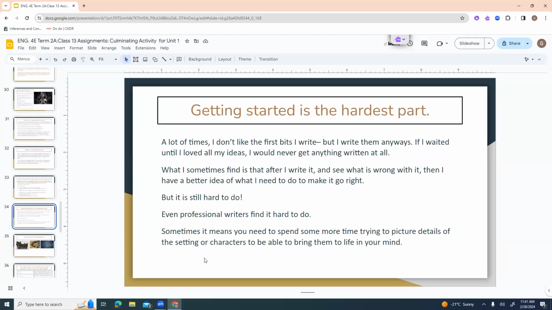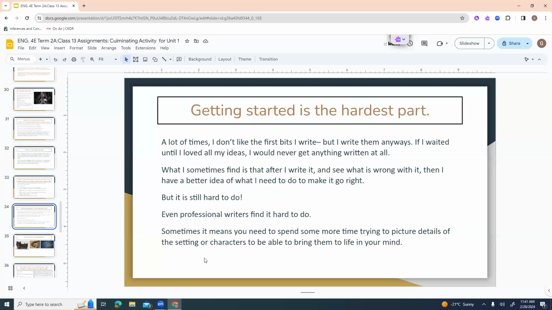Now, after the planning is all kind of done, or mostly done, getting started is the hardest part. A lot of times, I really don't like the first bits and pieces I write, but I write them anyways. If I waited until I loved all of my ideas, I would never get anything written at all. What I sometimes find is that after I write it, then I begin to see what's wrong with it.